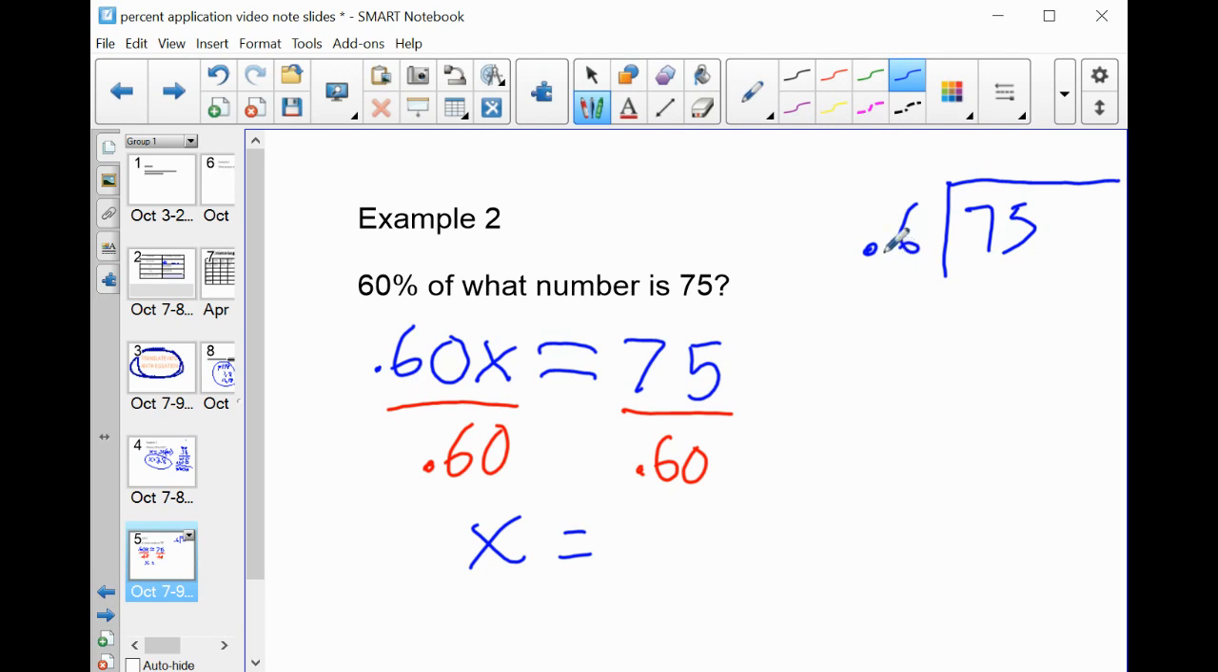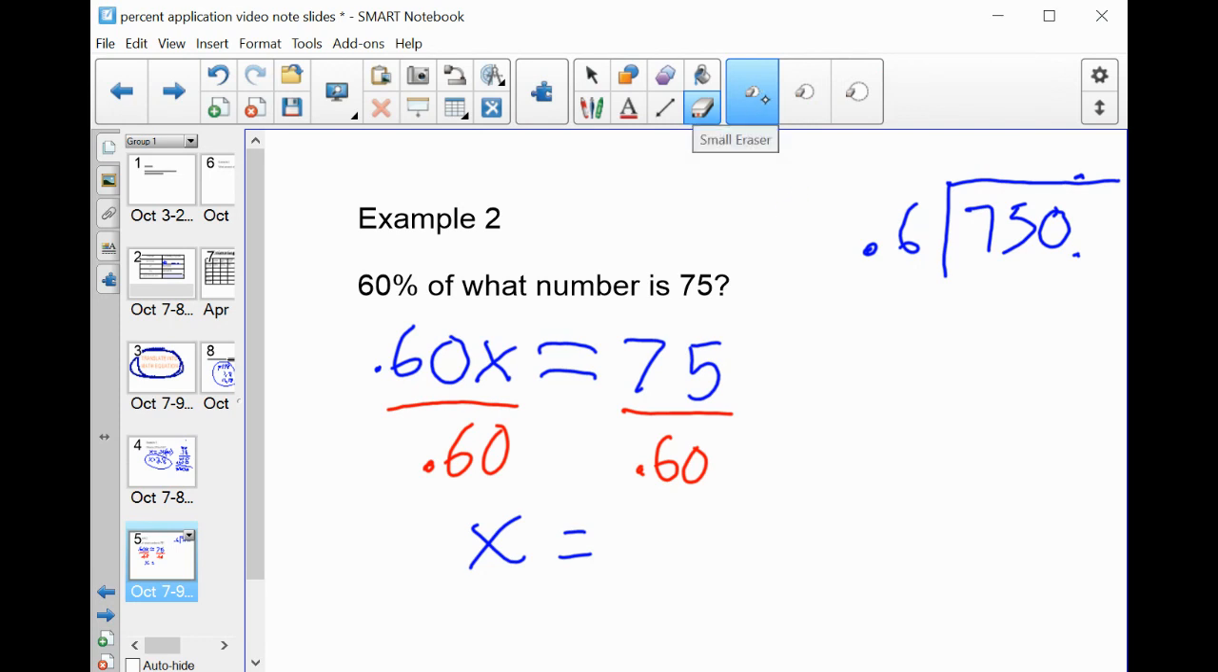I've got one decimal place here, so we can move that once to make a whole number. That means we've got to move it in here once to balance it off and to keep it equal. So this decimal point outside no longer exists. Got it. All right, let's do some division.